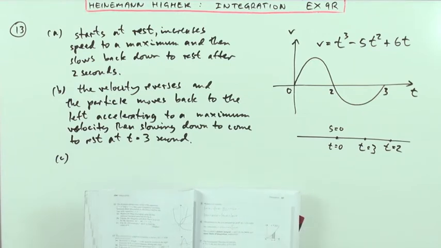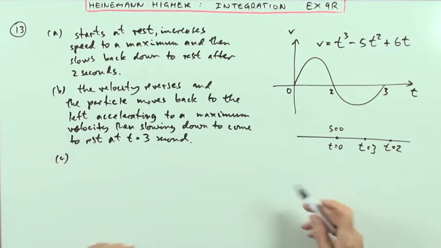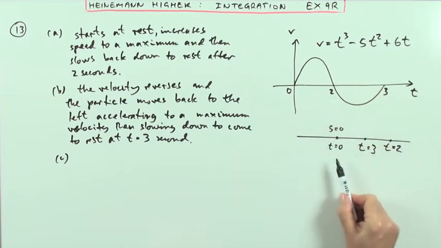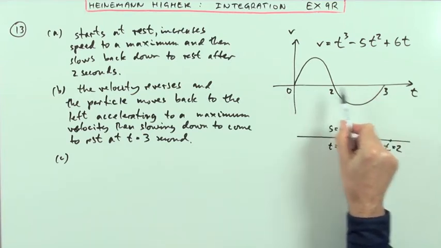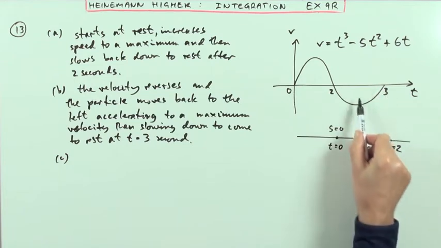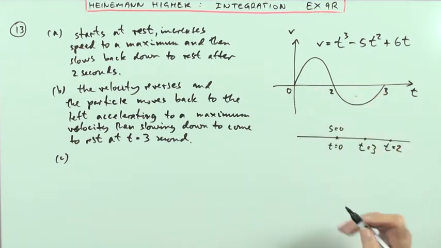C. Calculate the total distance travelled between 0 and 3. Now you have to watch out for total distance because it's going forward then backwards. If you just work out the overall value from 0 to 3, then that portion will cancel out that portion. Now the first thing would be this.